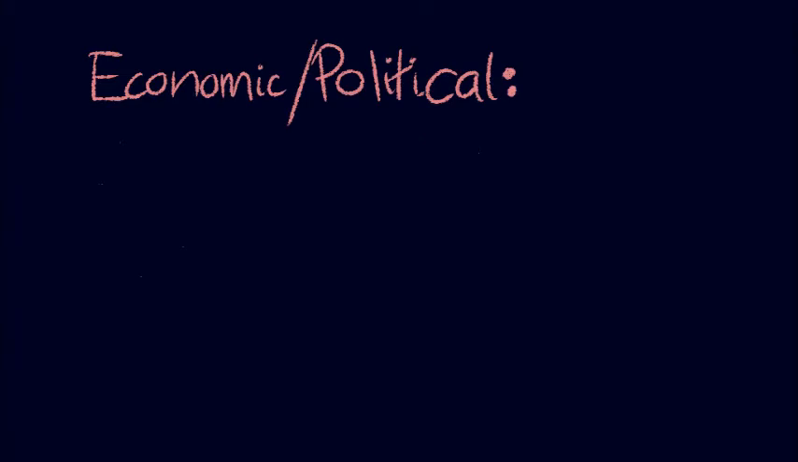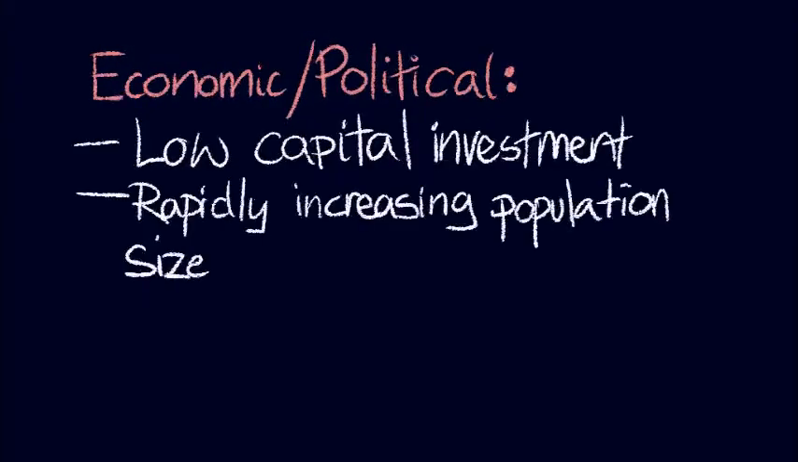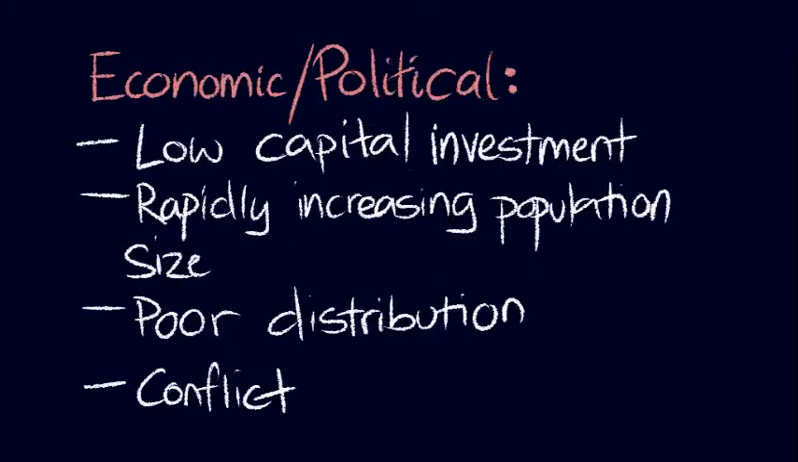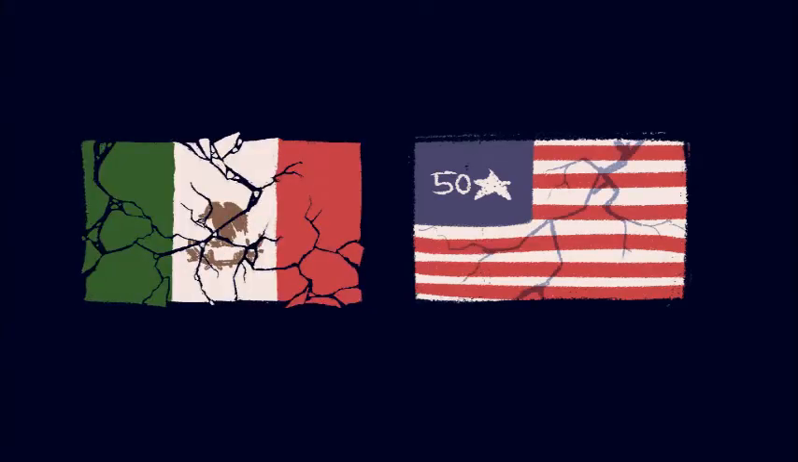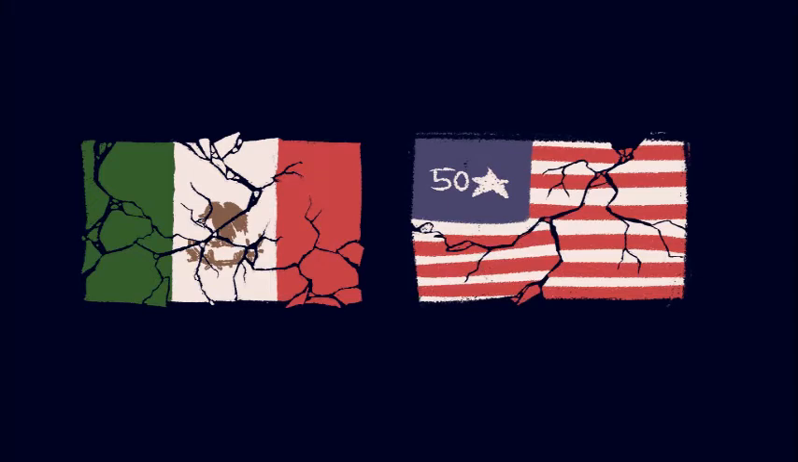Some of the more economic or political factors can be low capital investment, rapidly increasing population size, poor distribution of the food, and conflict situations like war. While these problems hit developing countries harder, developed countries still suffer from such shortages, but just can cope with them better.